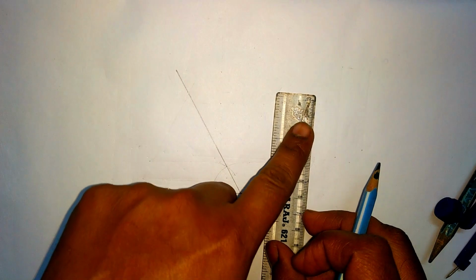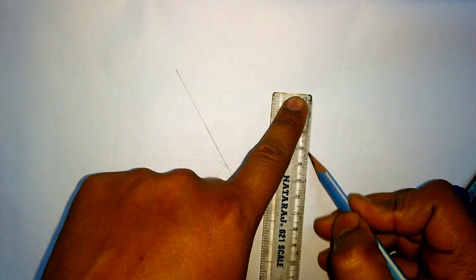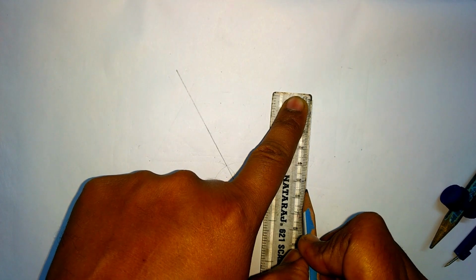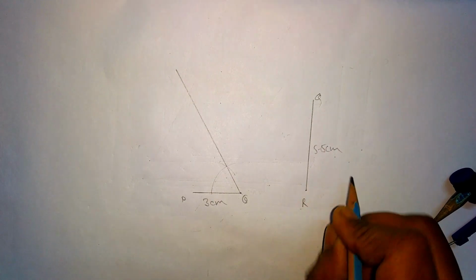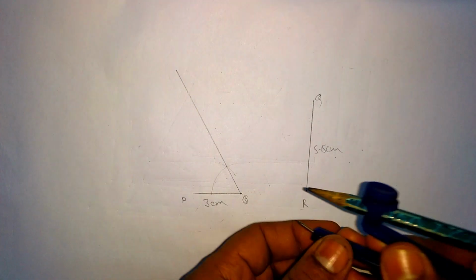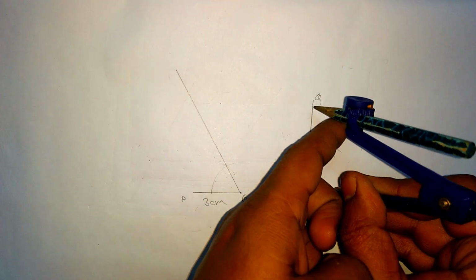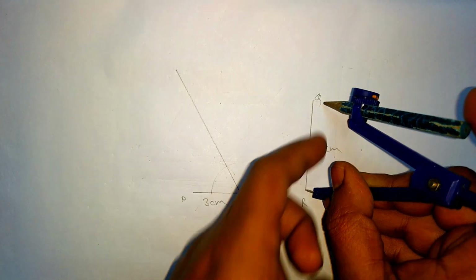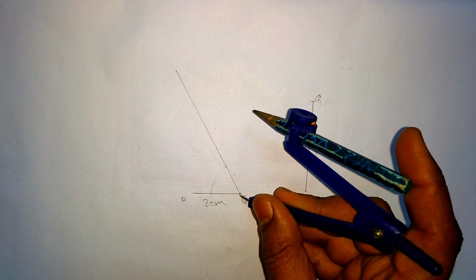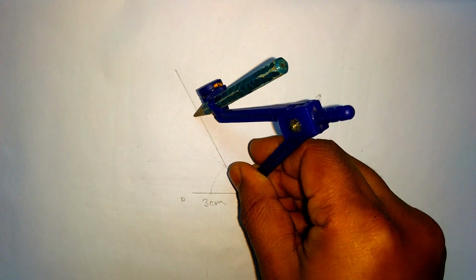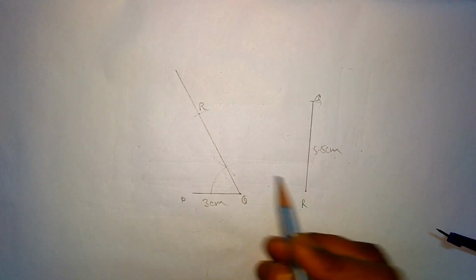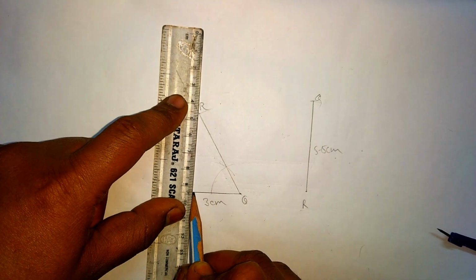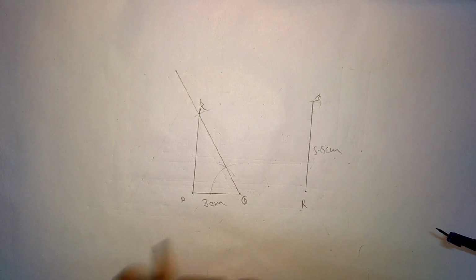A measure of QR is given 5.5 centimeter. Now measure QR with the help of your compass and cut this line. You will get point R here. Now join PR. It will be your triangle.